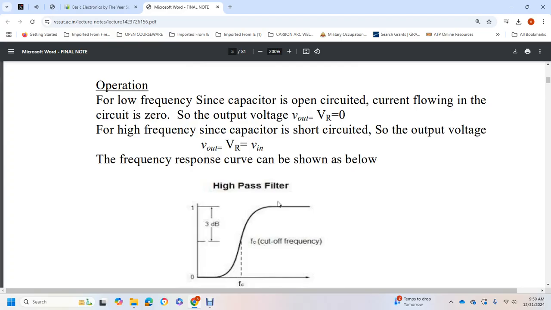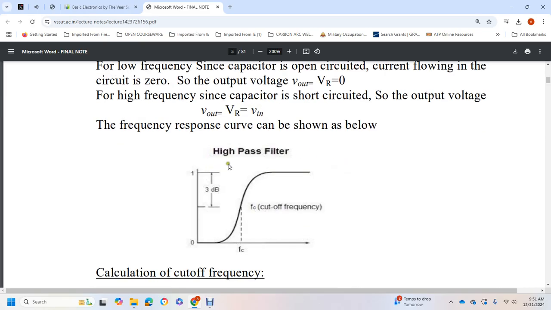Operation. For low frequency, since the capacitor is an open circuit, the current flowing in the circuit is 0, so the output voltage across the resistor is 0. For high frequency, since the capacitor is a short circuit, the output voltage across the resistor equals the input voltage. The frequency response can be shown as below. This is a high-pass filter and its frequency cutoff is at 3 decibels.